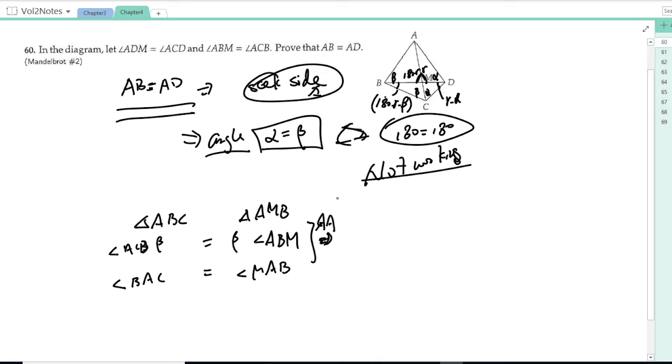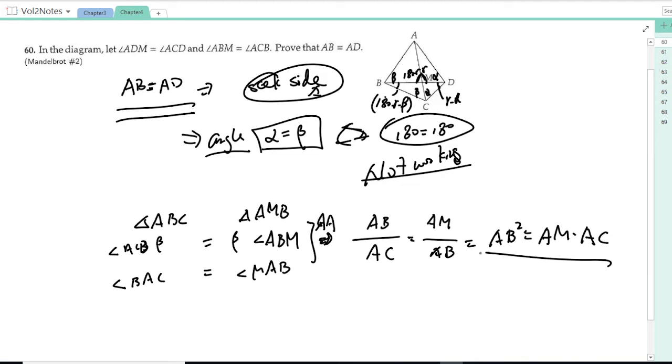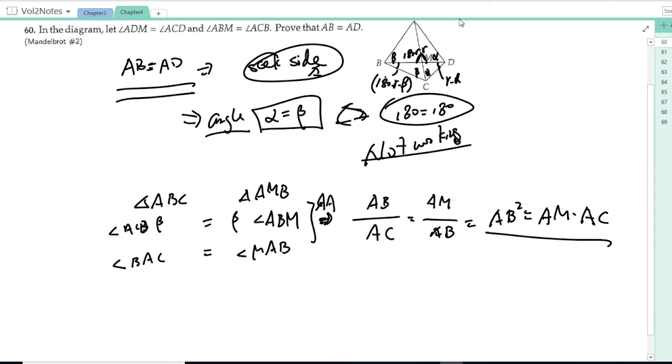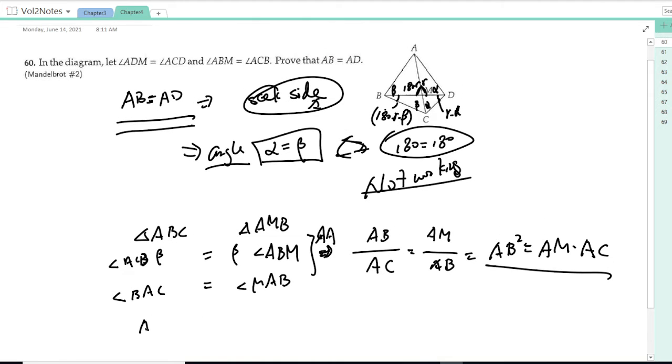If they are similar, that means the corresponding sides: AC is to AB as AB is to AM. So we have AB squared is equal to AM times AC. Okay, so this gives us a hint. We have another similarity here, right? Can we prove it? Can we also see AD squared equals this, right?